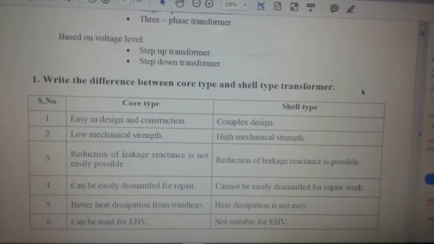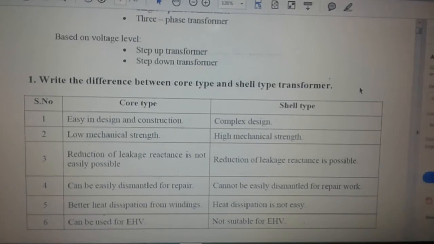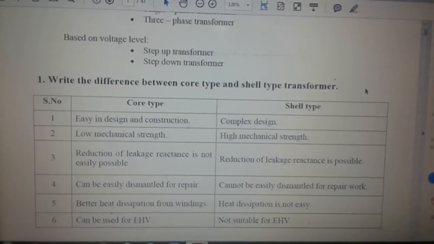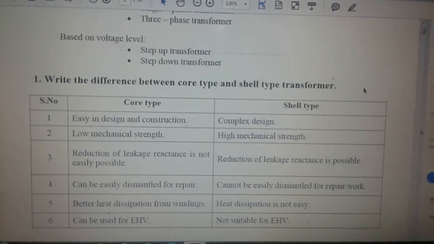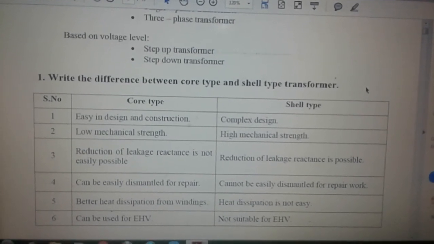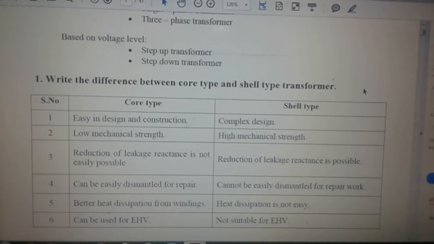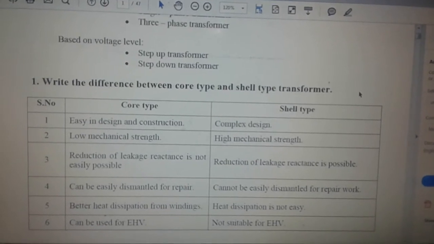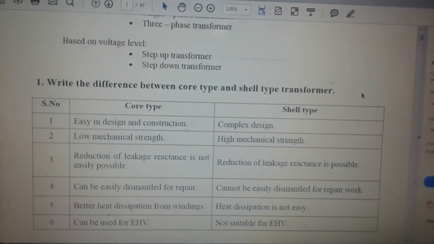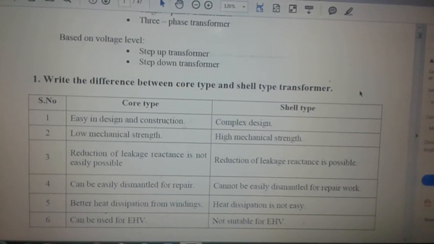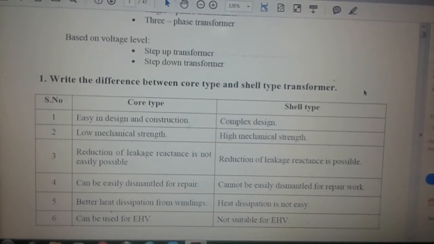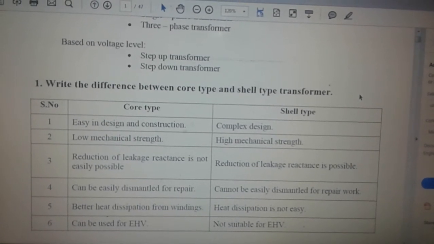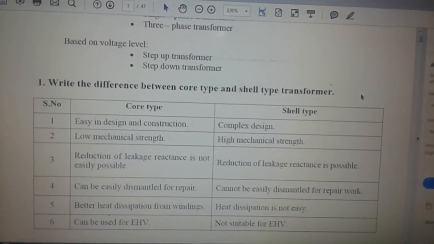There is a major difference between core type and shell type transformers. Core type is easy in design and construction, and it has low mechanical strength. Reduction of leakage reactance is not easily possible, it can be easily dismantled for repair purposes, and heat dissipation from the windings is better in the case of core type transformer. So it is suitable for use in EHV applications.